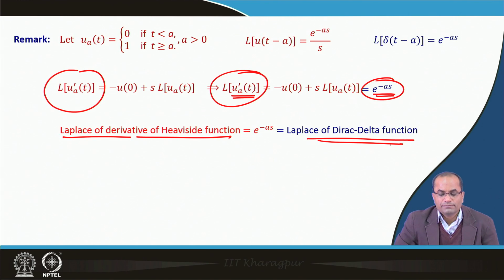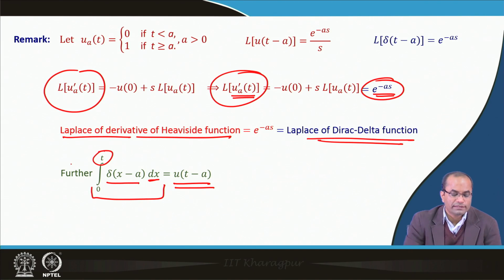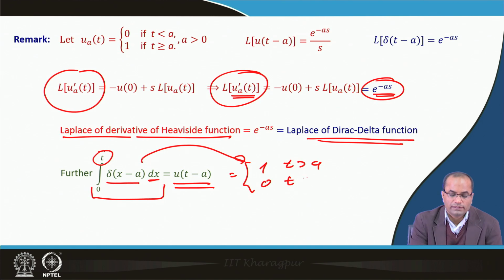So it seems like the derivative of this Heaviside function is the Dirac delta function from this conclusion, but that is also justified, because if we take a look at the definition. So, delta(x minus a), if we integrate from 0 to t, what will we get? We will get the Heaviside function, because if t is greater than a, then a is contained in the interval, and the value of this integral will be 1 for t greater than a, and 0 when t is less than a.